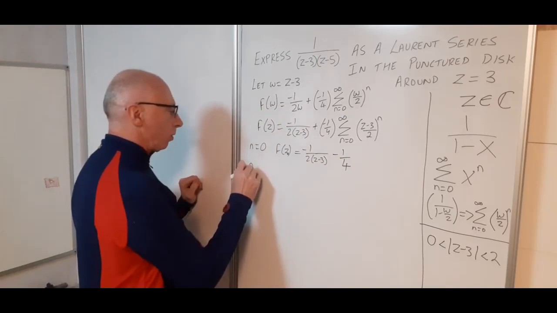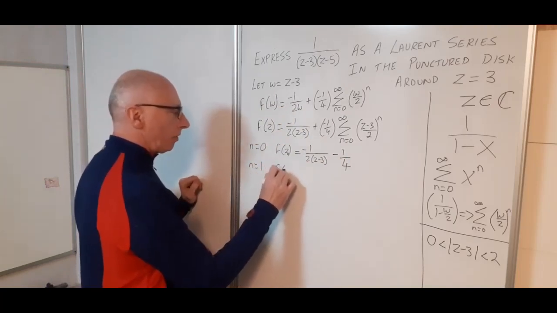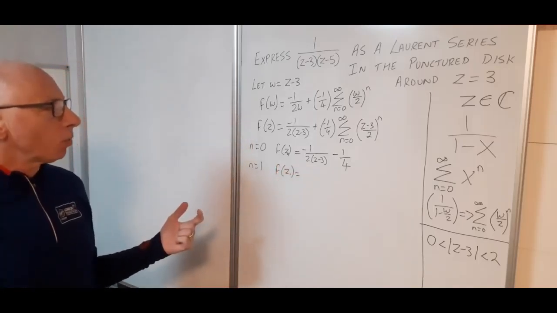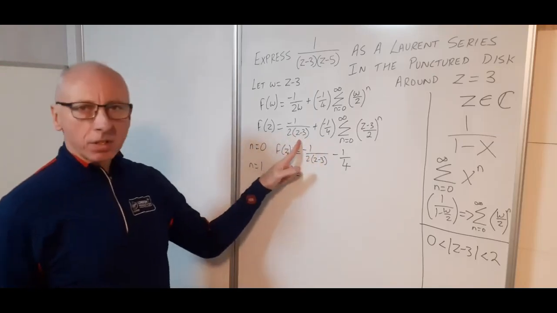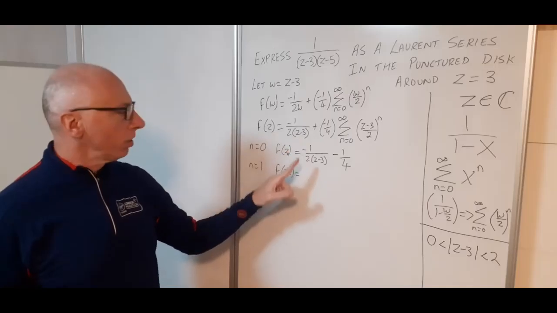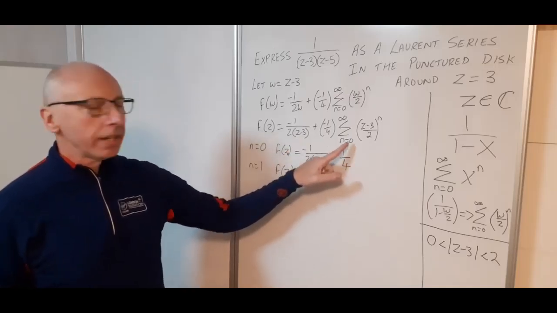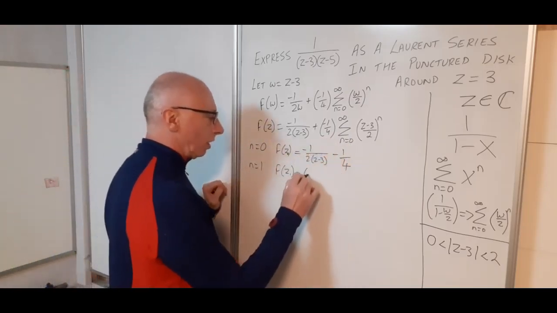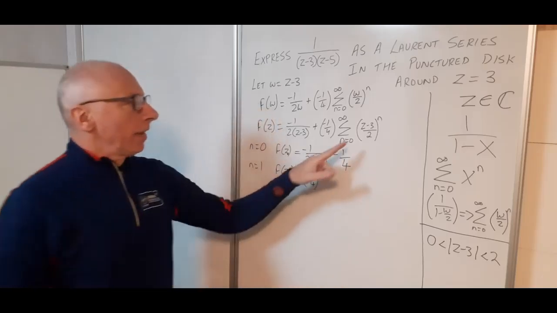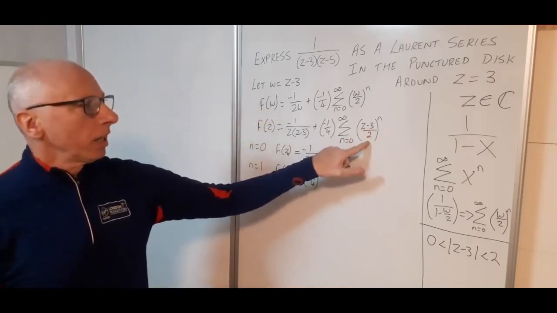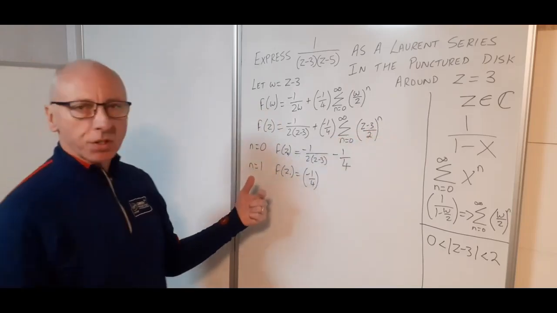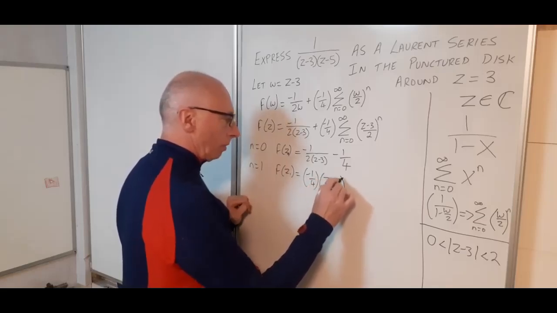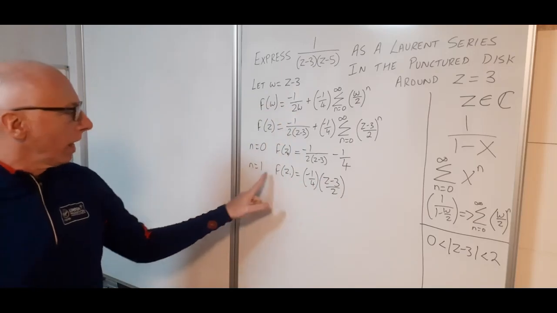Now let's try when n equals 1. So I'm going to call this f of z subscript 1. So plug in n equals 1. So now I've already got this term here taken care of. I need to worry about that once. So that will stay there with this. Now when n equals 1, I've still got minus 1/4. Then I've got z minus 3 over 2 to the power of 1. So z minus 3 over 2. So that's my extra term for when n is 1.